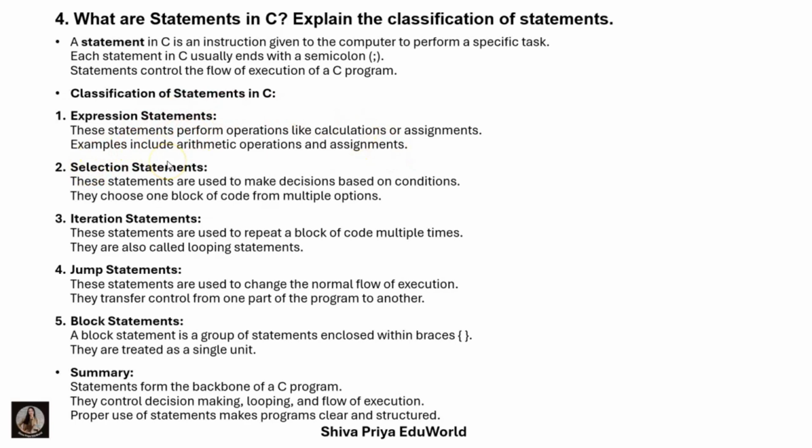And the second one is the selection statement. These statements are used to make decisions based on a condition. For example, we have if, if else, and else if ladder. These are the selection statements present in C, and I have explained them in a detailed video about selection statements. They choose one block of code from multiple options. There will be multiple options. It will choose only one block of code to execute based on the conditions.